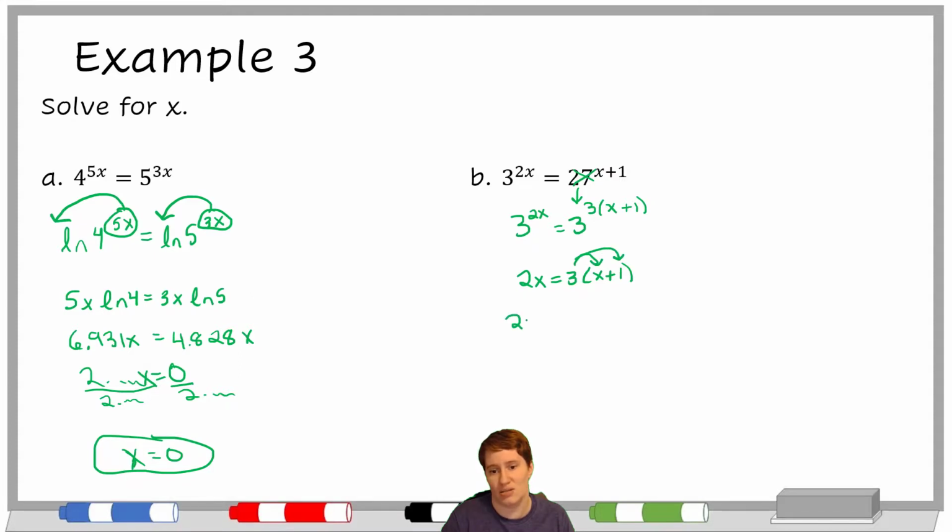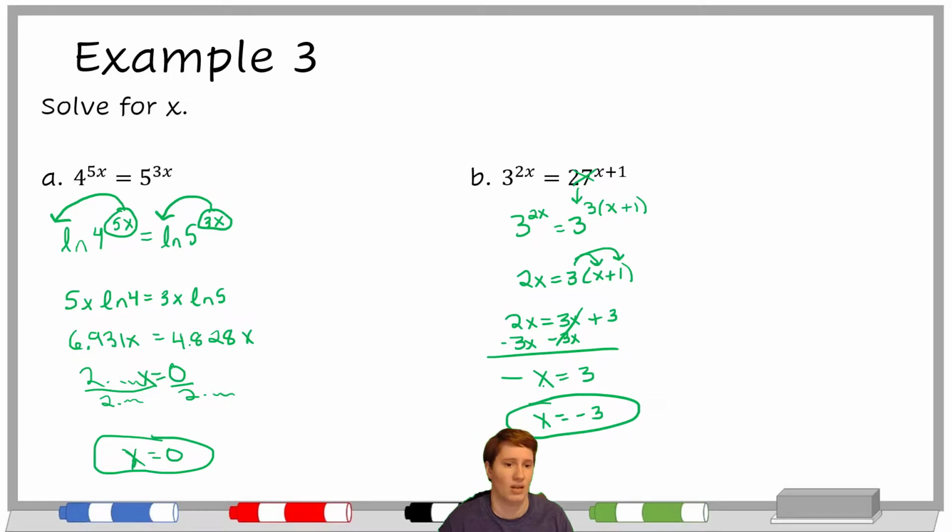So we've got a little distributive property here, and some subtraction. Negative x equals 3, so that means x equals negative 3. In both of these, we can plug x back in to double check that we're right. It'd be easiest to do that with a calculator, especially on b, because we've got a negative exponent. But that's the idea: a couple of ways we can solve exponential equations.